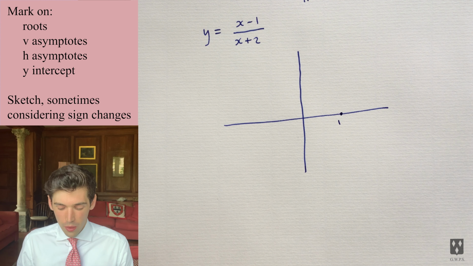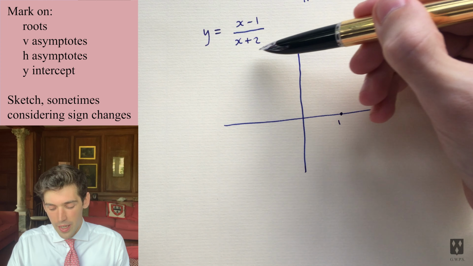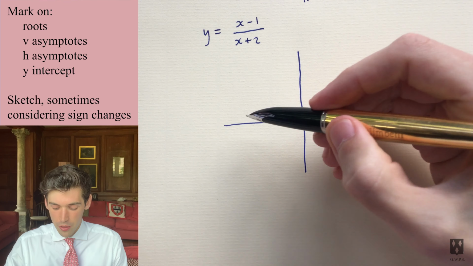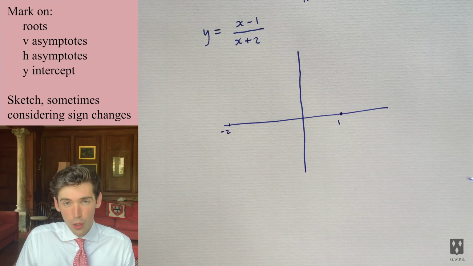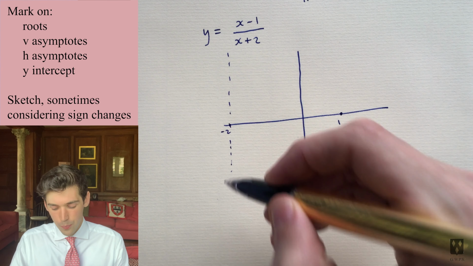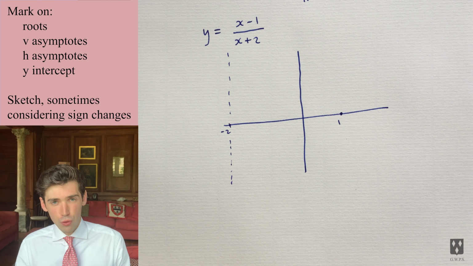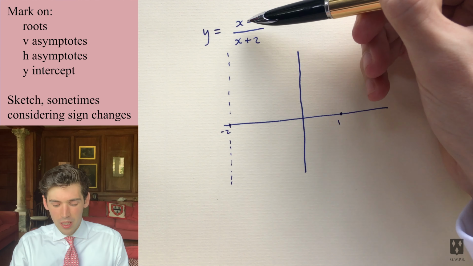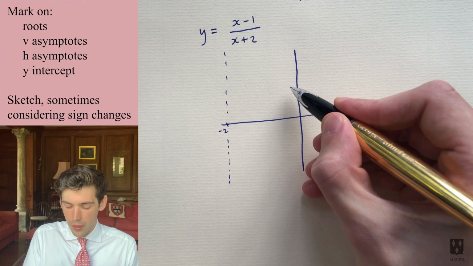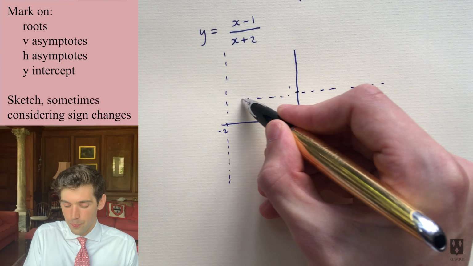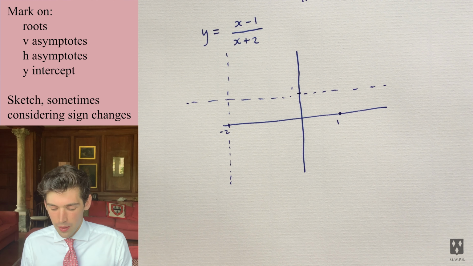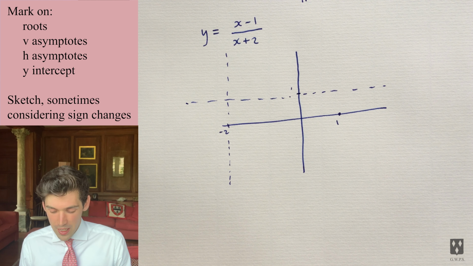That's important. And then you think, okay, let's look at the denominator. And when x is minus 2, this becomes 0, which gives rise to a vertical asymptote. So let's mark on minus 2 and draw a dotted line like this. And then we think, okay, when x is really large, what does this become? And it really becomes x over x, which is basically 1. So we can mark on 1 here as our horizontal asymptote.